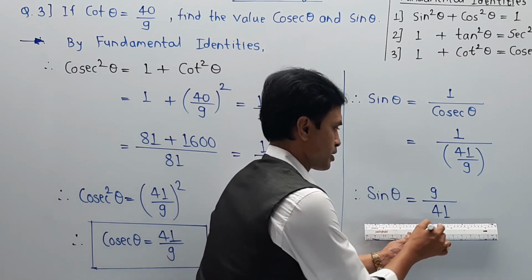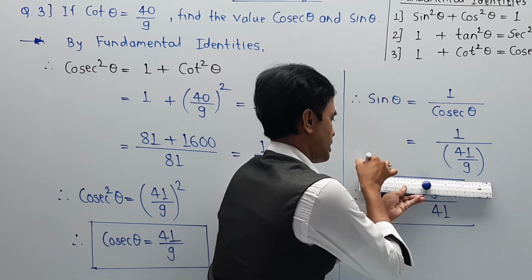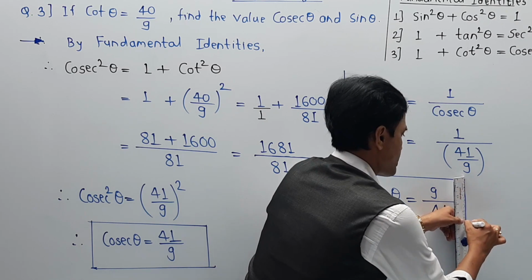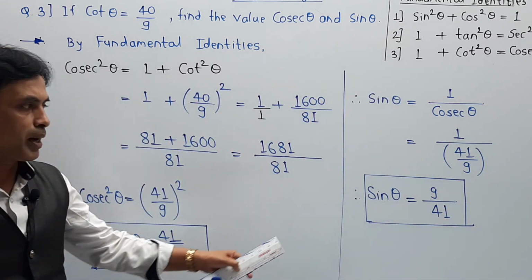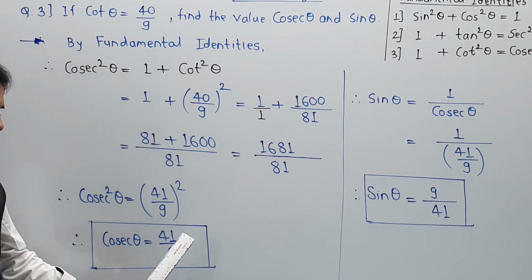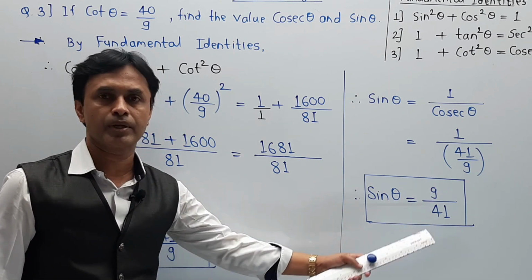And in this way we are also able to calculate the next value, that is sin theta. And when you are going to write it on paper, please make properly a box around the respective answer. We need two values. One is cosec theta. According to this calculation it becomes 41 upon 9. Second, sin theta, that is 9 upon 41.